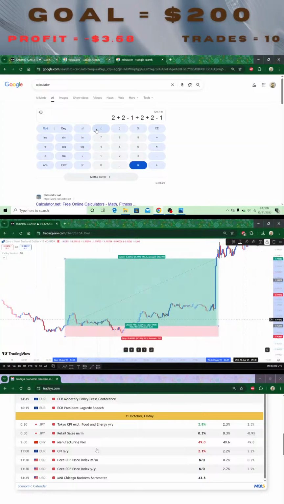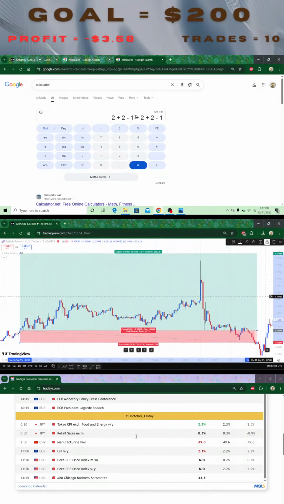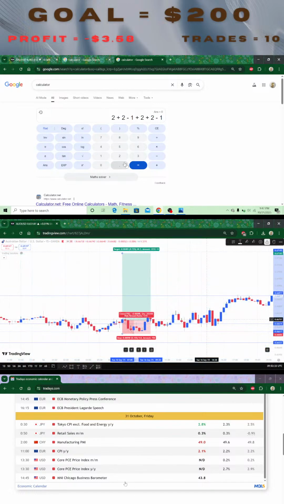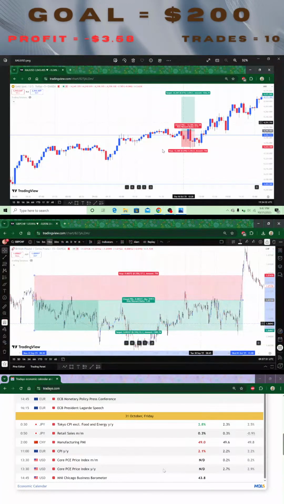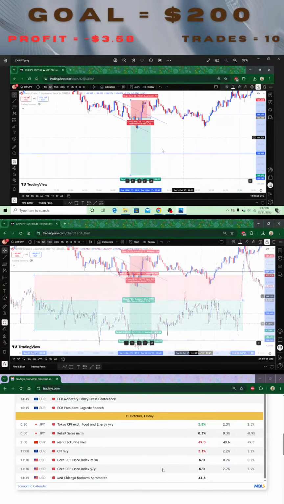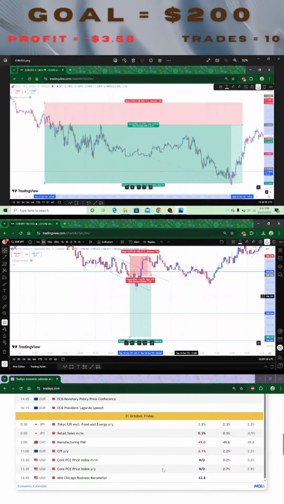So what are we doing? So that is for gold USD. We'll take the four for it. There's nothing we can do, we'll just take the four. We've done this.